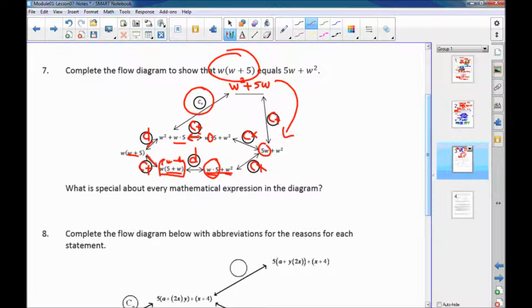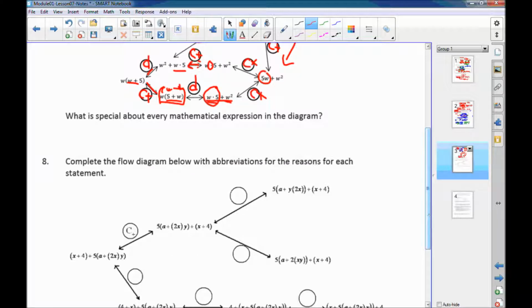Now, a big question here. What is special about every mathematical expression in this diagram? And this should be getting to be ingrained in you here. All of the expressions are equivalent. Remember, equivalent, one more time, means equal. Okay, so the associative property, the commutative property, the distributive property, they do not change what the expression works out to if we pick numbers and work it out. All they do is change the order that we write the expression.